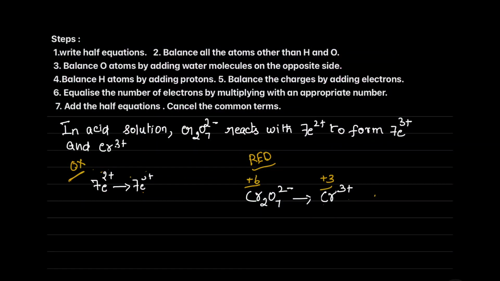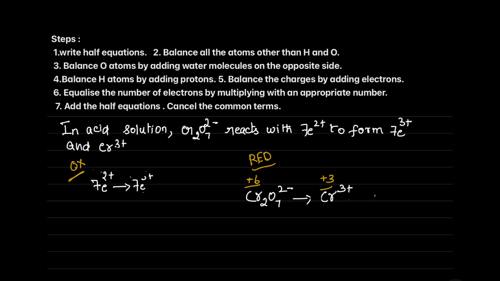In the previous two videos, we have looked at what is oxidation number and how to detect redox processes. Based on those, now we are going to balance redox reactions. Let us take the reaction that in acid medium dichromate ion Cr2O7 2- reacts with ferrous ion Fe2+ to form ferric ion Fe3+ and Cr3+ ion.